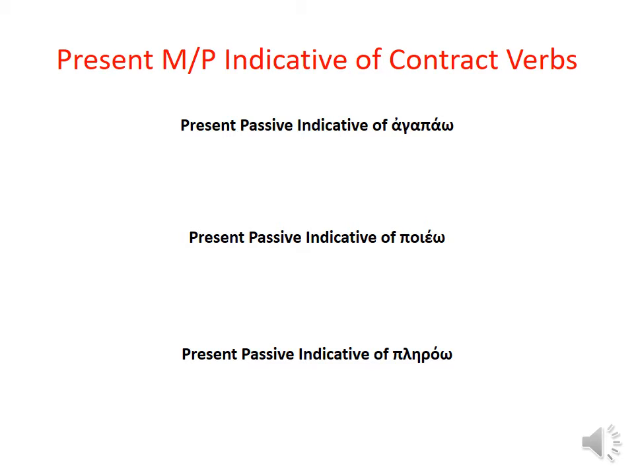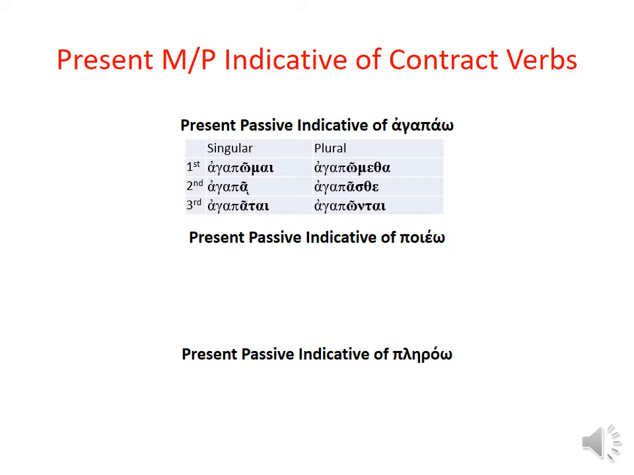Present, middle, passive, indicative of contract verbs. Now, you learned contract verbs in the previous chapter. The rules are exactly the same here. We have stem plus connecting vowel plus personal endings, but now it's going to look a little different because of the contractions that occur. What contractions have created the vowels here? Where does this omega come from? Stem agapa followed by an omicron connecting vowel. By rule, an omicron swallows up an alpha and becomes an omega, the supreme vowel, agapomai.